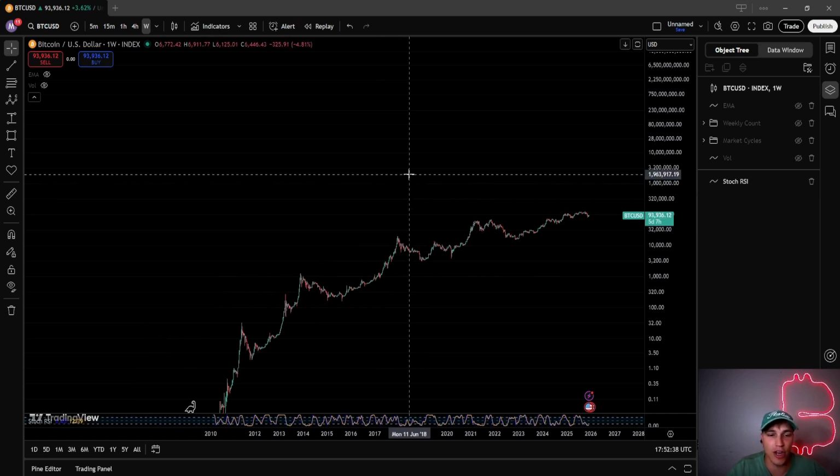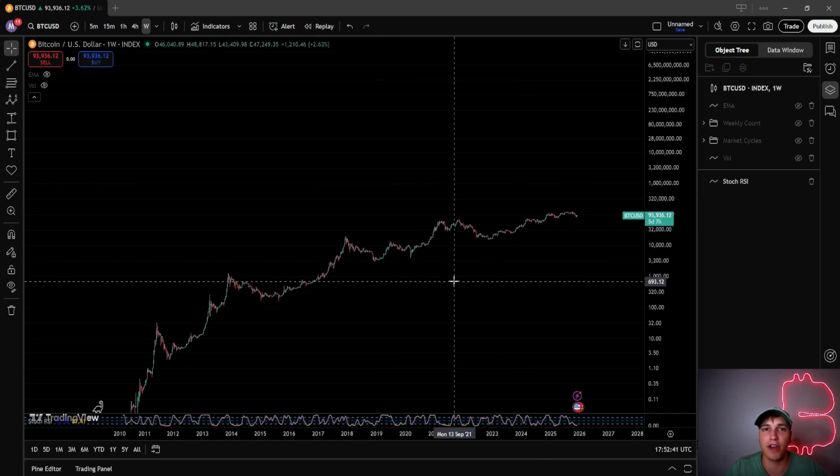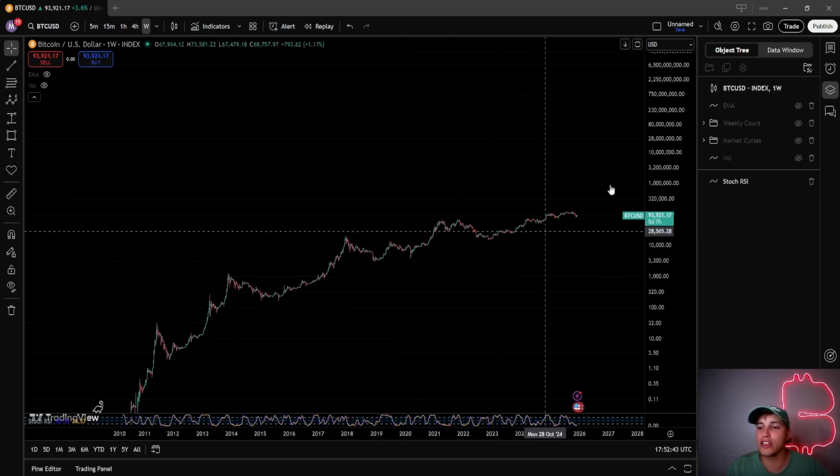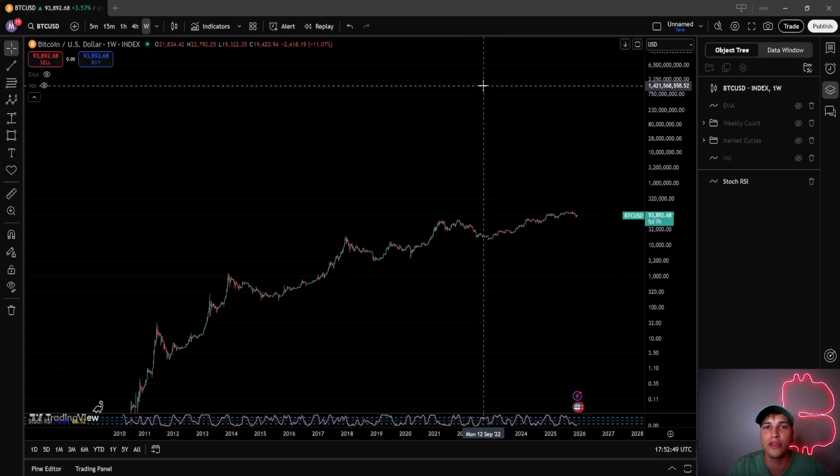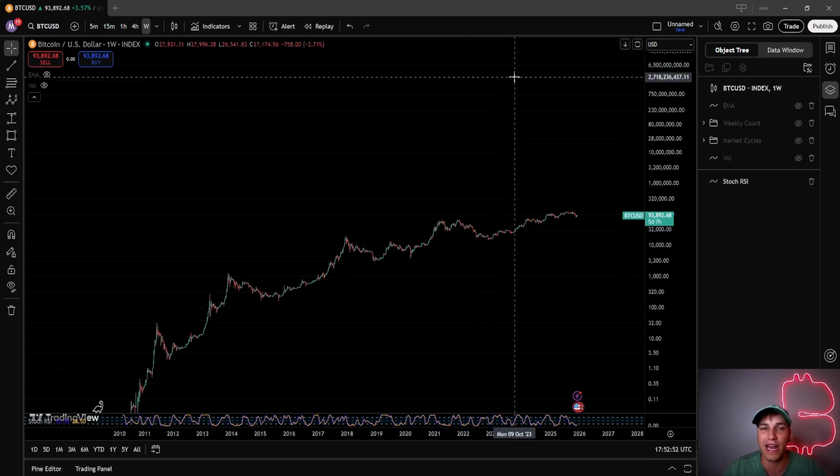Today we're going to be going over the weekly time frame on the chart. How we're going to do this is we're going to start with market cycles, then go into our long-term Elliott Wave count and our two different scenarios that are possibly playing out.